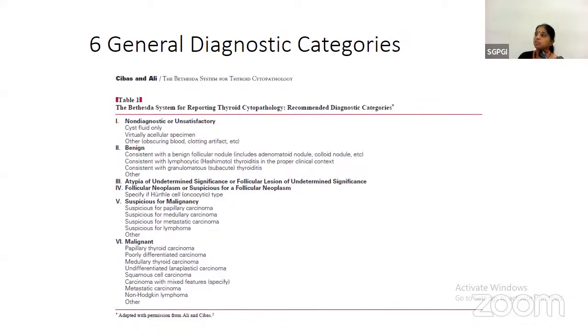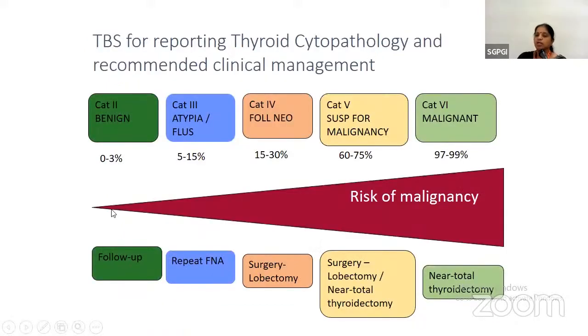FNA thyroid has stood the test of time, which means that its diagnostic accuracy is quite high, well over 80%. So the pitfalls are actually in the 8 to 10% of the cases where you can have both false negative and false positive diagnoses. So we have all these categories 1 to 6, and what is very important for us to understand is the risk of malignancy. We know that from CAT 2 to 3, 4, 5, 6, the risk of malignancy increases.